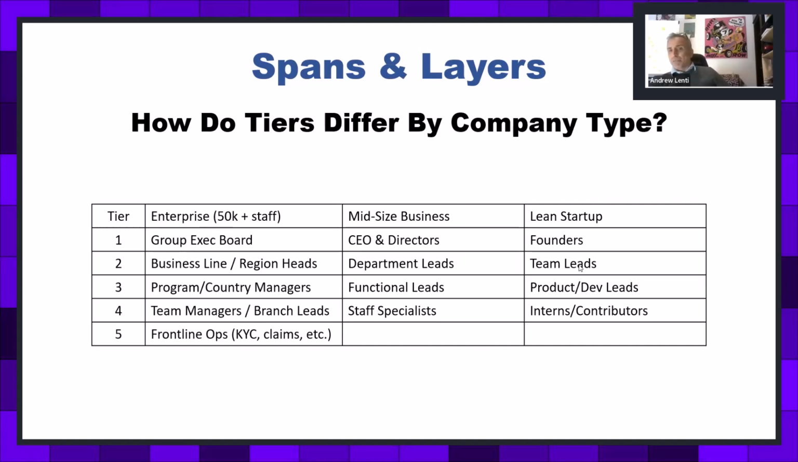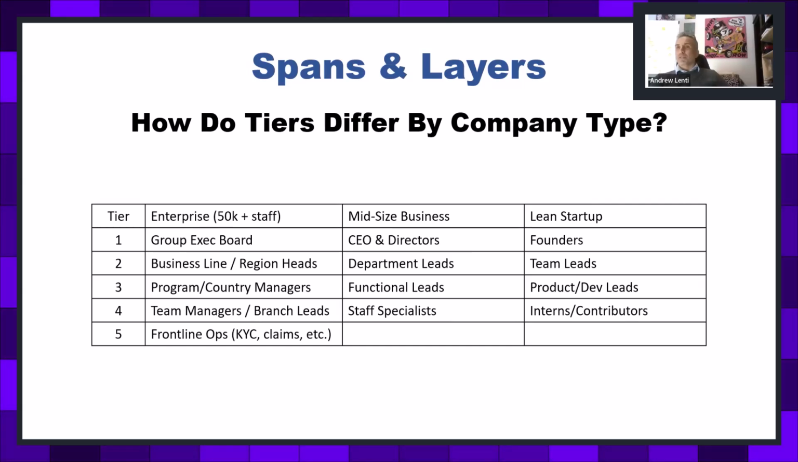And if you're a lean startup of maybe 50 people or just a small business, you may go with 4 tiers, but the way you're going to approach them is going to be founders at the top, team leads, product and development leads, and then the interns and contributors. So put yourself in those shoes, and you can start to see how the conversation is going to go as you create an X matrix at one level and then cascade it down to the next.